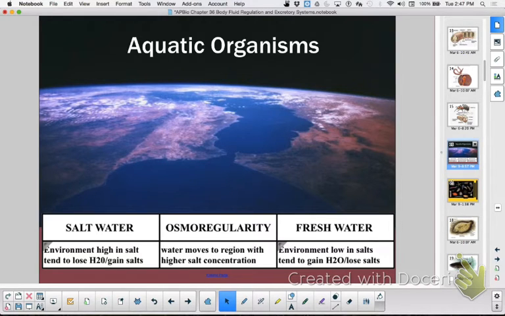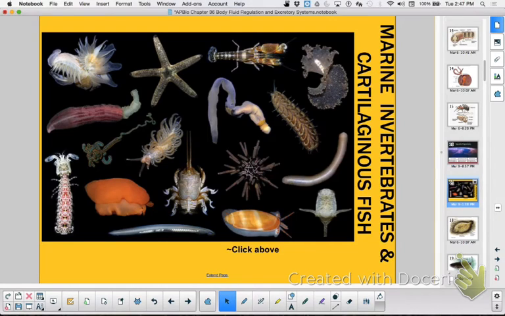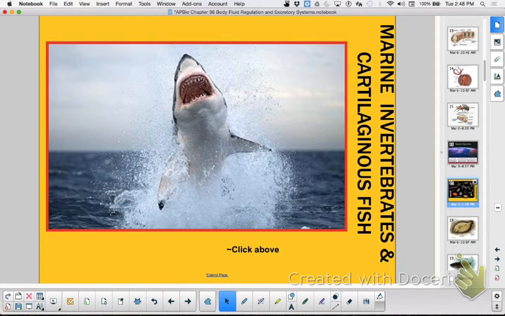So then we looked at one example, and these are marine invertebrates. So they have no backbone, right? And these tend to be isotonic to their environment, especially when you look at things that live in an estuary. Do you remember what an estuary is? It can get both fresh and what? Salt water, yeah. So they have to be able to go with whatever their environment is. They tend to be isotonic to their environment.